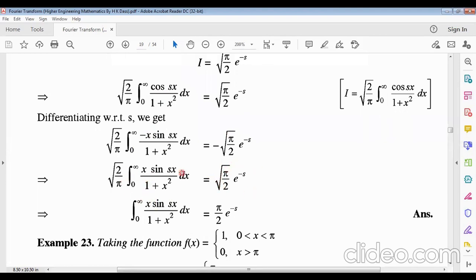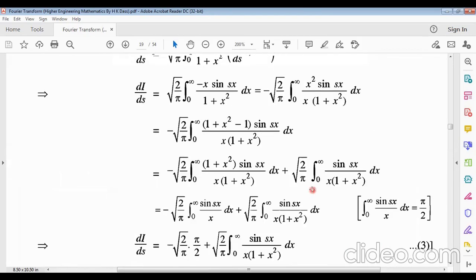So the integral from 0 to infinity of x sin sx divided by 1 plus x square dx equals pi by 2 e to the power minus s. Just dividing by root over 2 by pi on both sides, we get this one. This is actually the required result. That means this is the Fourier sine transform of x divided by 1 plus x square.